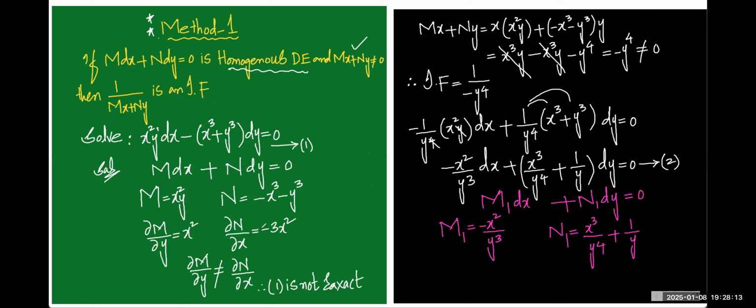It is not an exact differential equation. We are multiplying with the integrating factor, and that too we have to memorize four different cases: how the differential equation will become exact if it is not exact. For that, we have to learn four different methods. This is method one only: homogeneous and not satisfying the condition, Mx plus Ny not equal to 0.